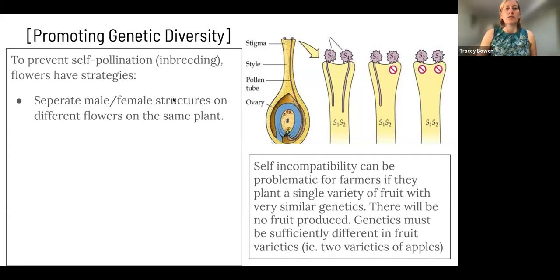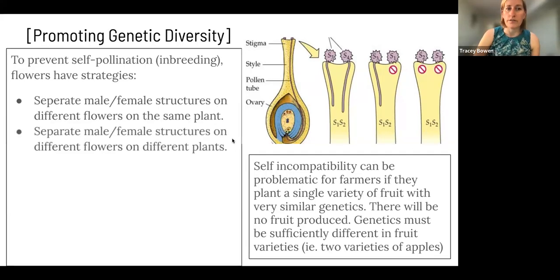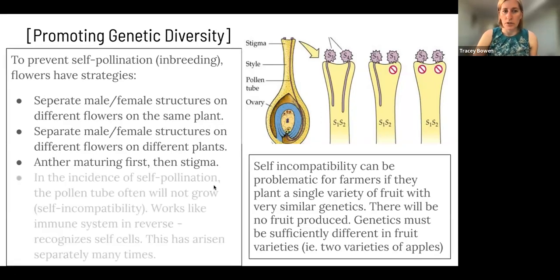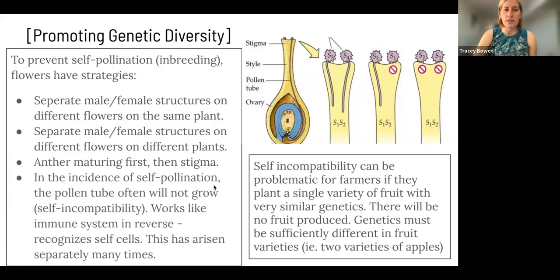But to promote genetic diversity, on flowers, they might have separate male and female structures on different flowers in the same plant. They might have separate male-female structures on different flowers on different plants. So you might have trees that are male and trees that are female. But typically what's going on is that the anther is maturing first and then later the stigma matures. And in the incidence of self-pollination, the pollen tube will often not grow because of self-incompatibility. So we can see that in this image up here.